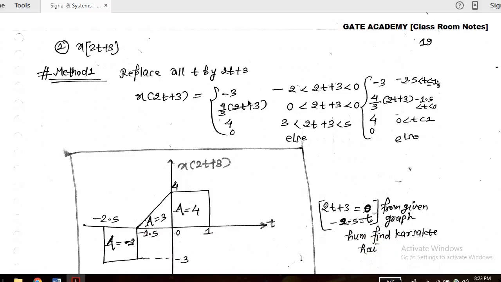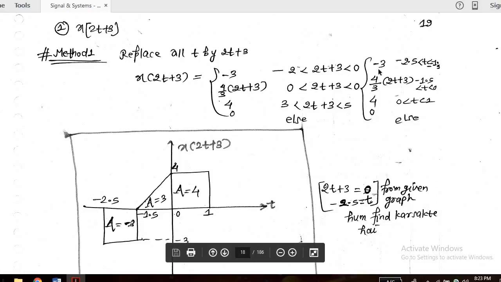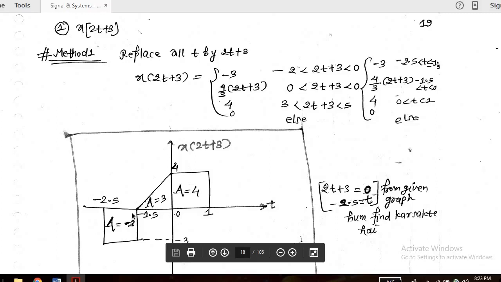Now based on this, you draw. In the range minus 2.5 to minus 1.5, draw a straight line with amplitude minus 3. Why is it a straight line? If you see here, it is minus 3 into t power 0, that is minus 3 into 1, since t power 0 is 1. So it is t power 0, that is slope is 0. Here it is 4 by 3 into 2t plus 3, t power 1, that is slope is 1. Okay, so this is how you need to know it.